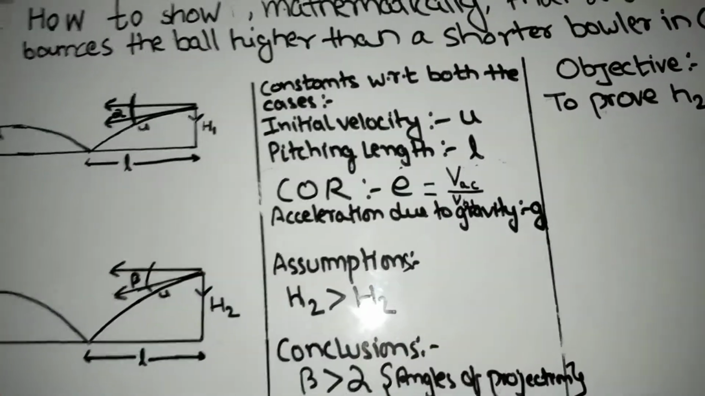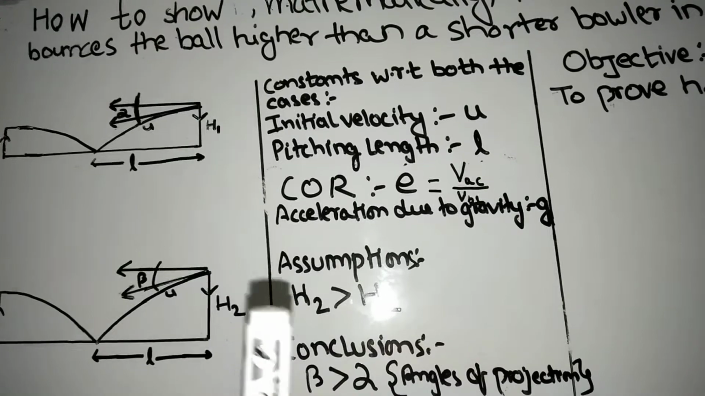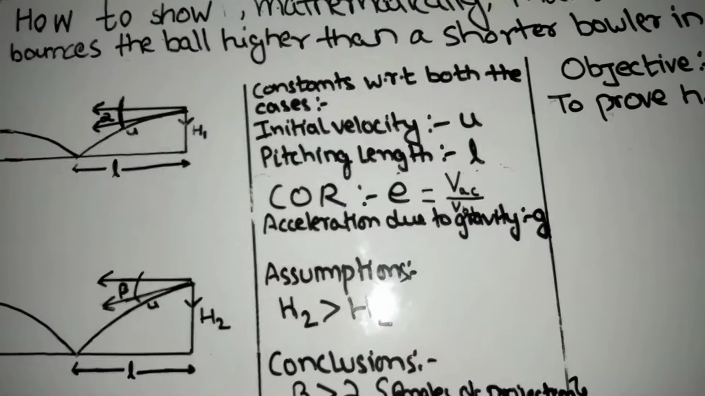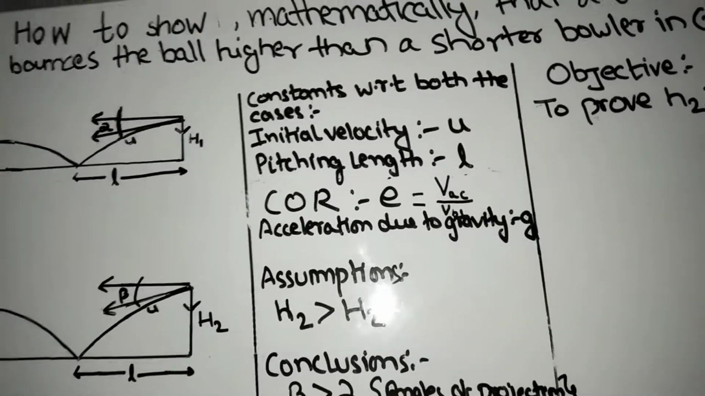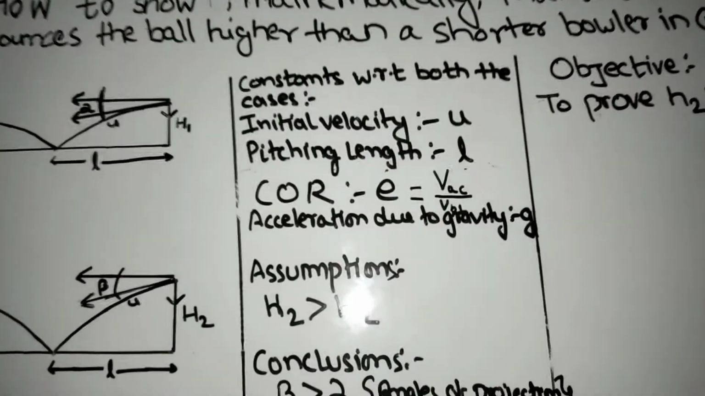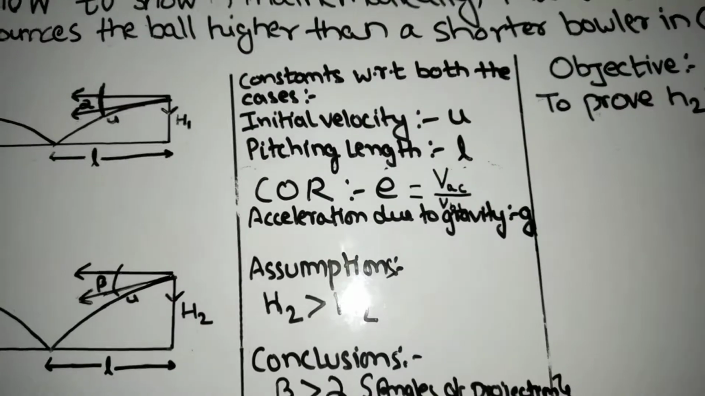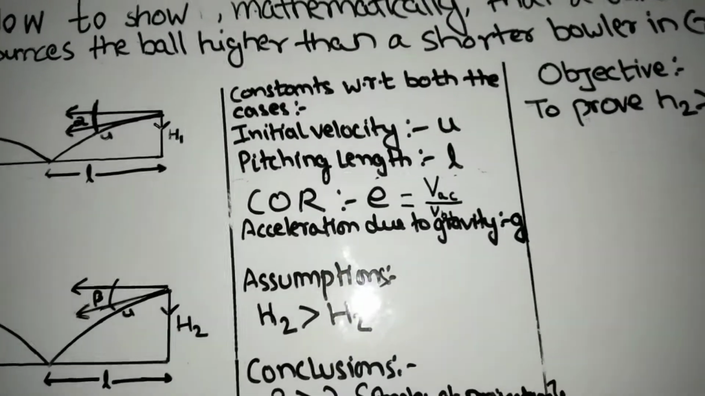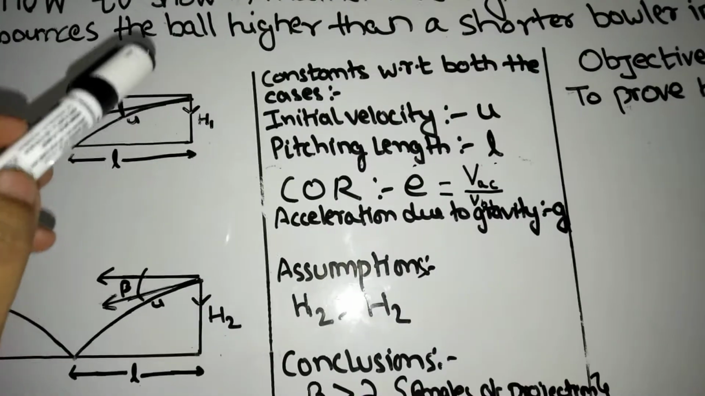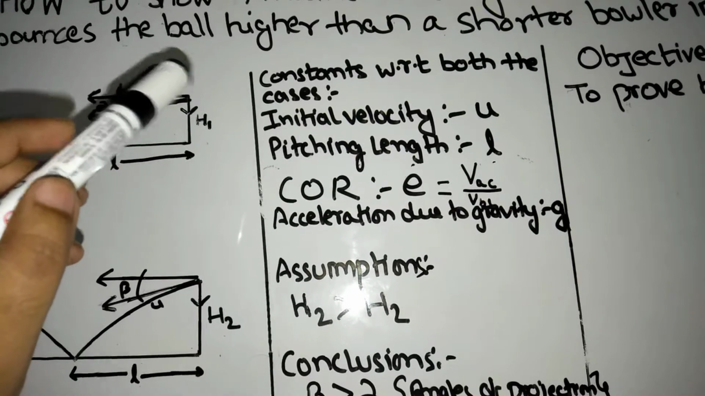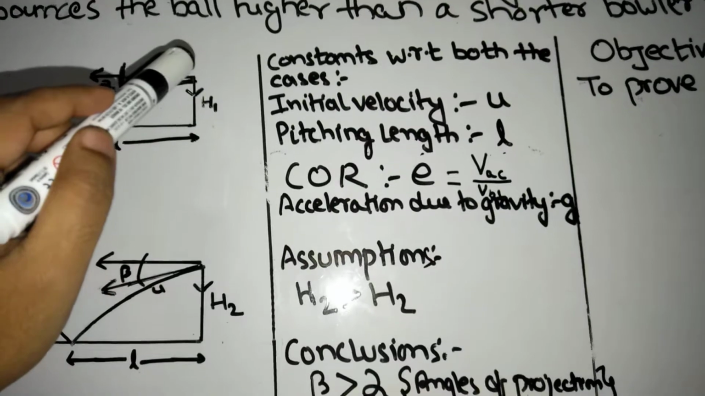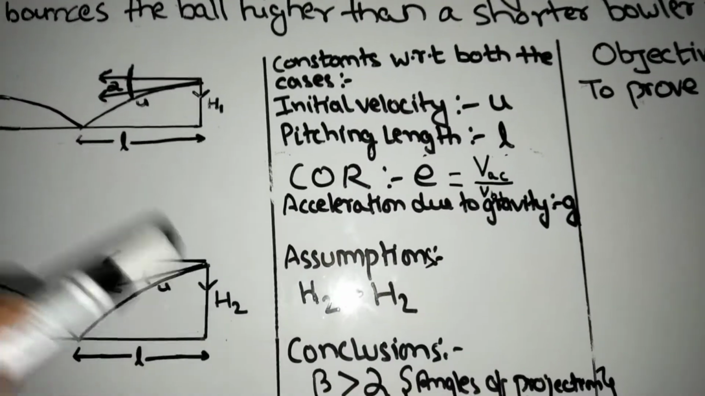Now, we shall establish some constants. These constants are the quantities which are going to be the same in both the cases. The first one of those constants is the initial velocity, which is represented by u. We are going to assume that both the bowlers bowl with the same initial velocity. The instantaneous speed at the release point for both the bowlers is going to be the same.